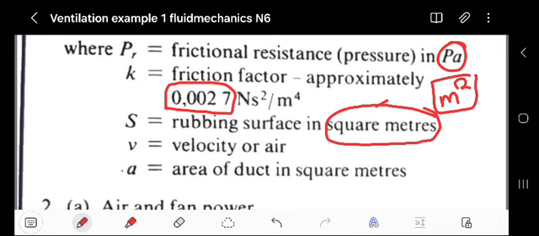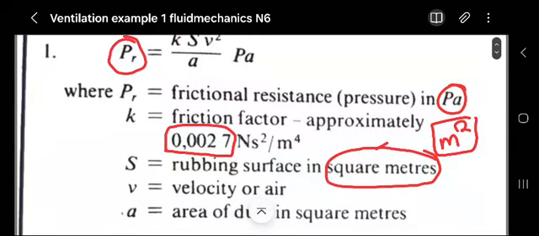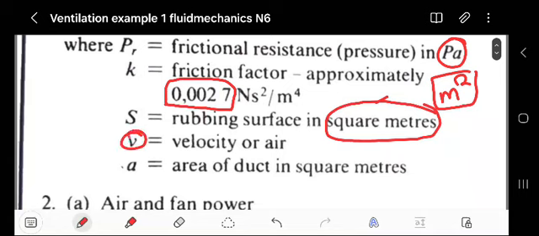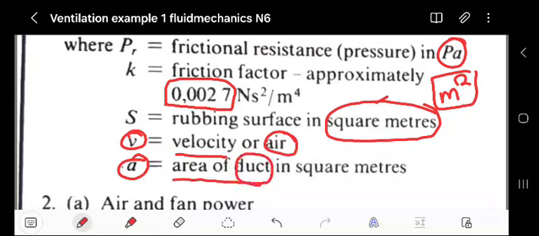So we have V there, which is a velocity, the air velocity. Then area is the area of a duct. You must make sure we're talking about a duct, in square meter. Obviously the area must be in square meter as always. So this is what you are given.